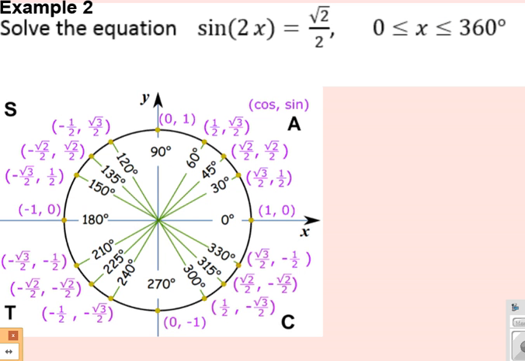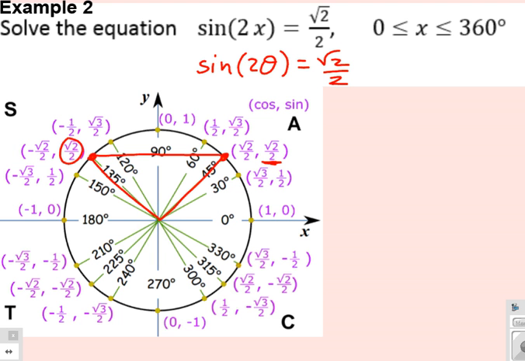Let's see another one. Sine 2x is root 2 over 2. Okay, let's write that as sine 2 theta equals root 2 over 2. So, root 2 over 2 is positive. We can see one solution here where the y-coordinate is root 2 over 2. That's 45 degrees. Now, because sine is the y-coordinate, this time we can draw a horizontal line and we see another solution, 135 degrees. So we've already got two solutions.